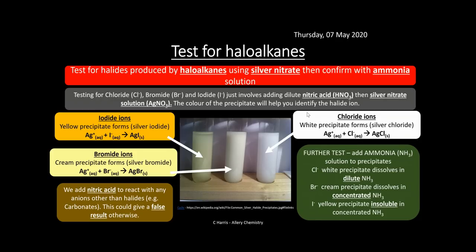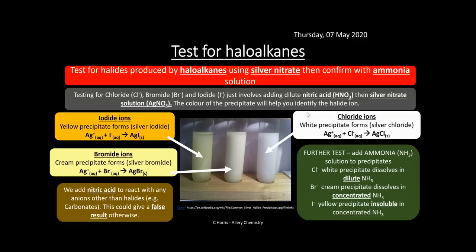So, like I said, because the colours are so similar to each other, we need a further test to confirm this. And we add ammonia solution to the precipitate. So, if we add dilute ammonia to the chloride ion test, then the white precipitate should dissolve. If we add dilute ammonia to any of the other ones, it won't dissolve. If we add concentrated ammonia to the bromide test tube, then it will dissolve.